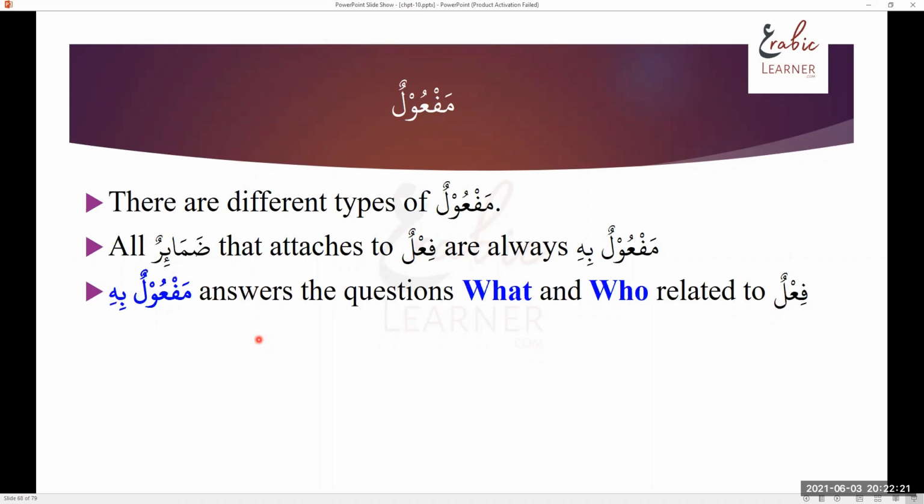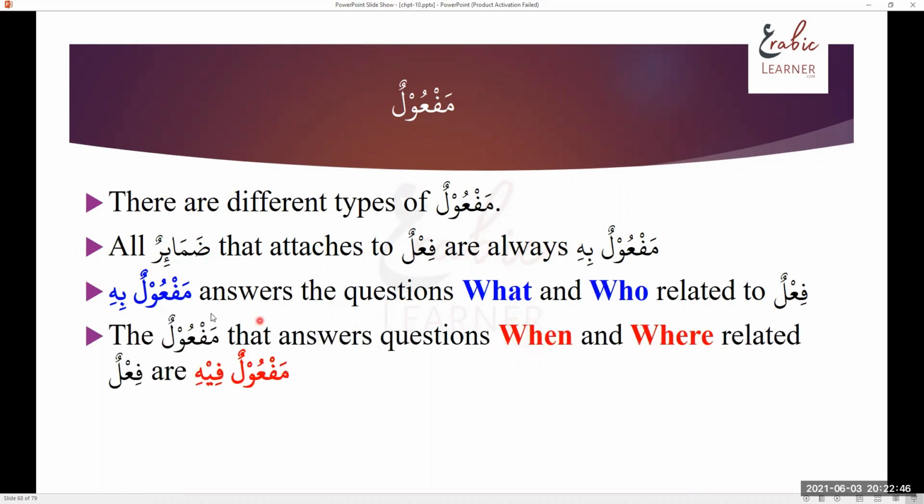So when the Faai'l is talking about something, and it answers the question of what or who, then that is Mafool Bihi. So Mafool Bihi is not limited to Damir Muttasil, but Mafool Bihi is more. You just remember this: Mafool Bihi is a reply to what and who questions.